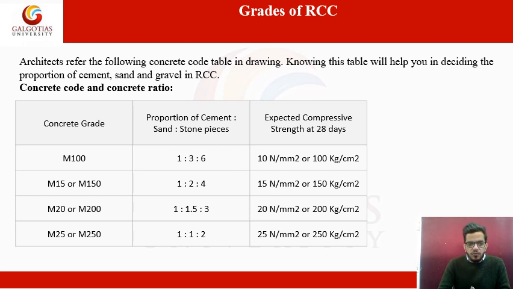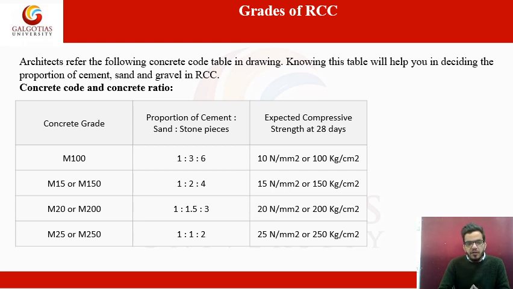When we use the concrete grade of M100, the proportion of cement to sand to stone is 1:3:6, and the expected compressive strength after 28 days should be around 100 kg per centimeter square. For M15 or M150, the proportion of cement to sand to stone is 1:2:4, and the expected compressive strength in 28 days is around 150 kg per centimeter square.